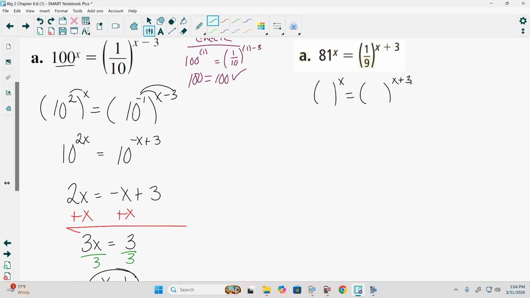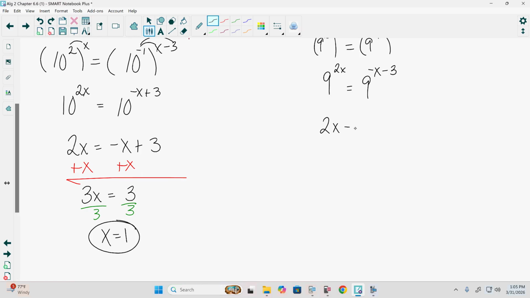What base would we want to use for the next one? What number do you think we want to get both of the bases to be? 9. Because 1/9, I can move the 9 to the numerator, which is going to make it 9 to the negative first power. 81 can be rewritten as what? 9. 9 squared is 81, so we get 9 squared to the x, which is 9 to the 2x. 1/9 we can rewrite as 9 to the negative first power. Powers of powers multiply, so it gives us 9 to the negative x minus 3.